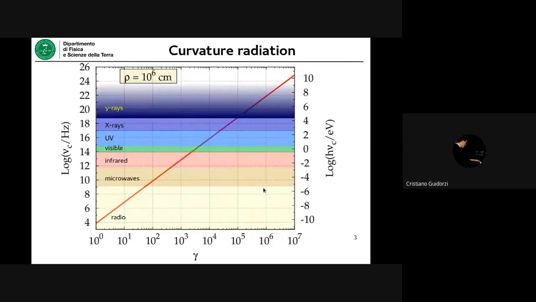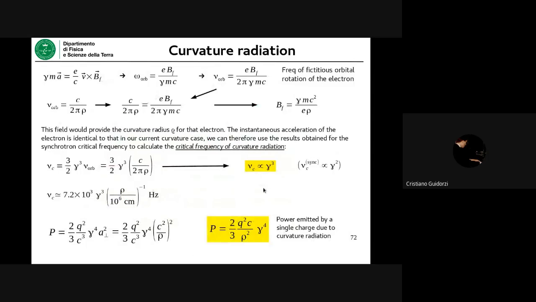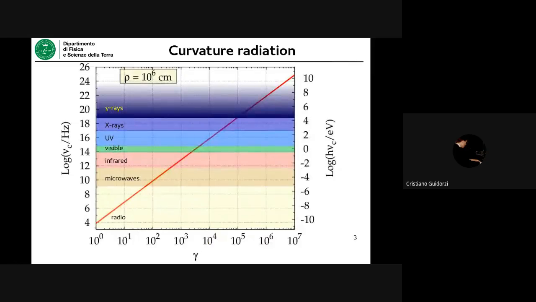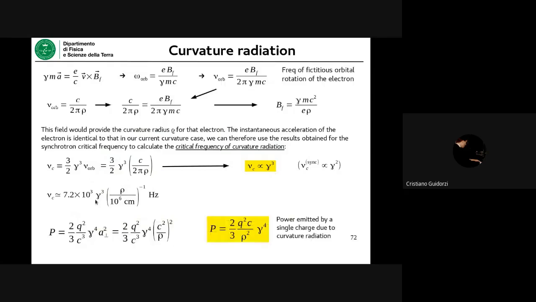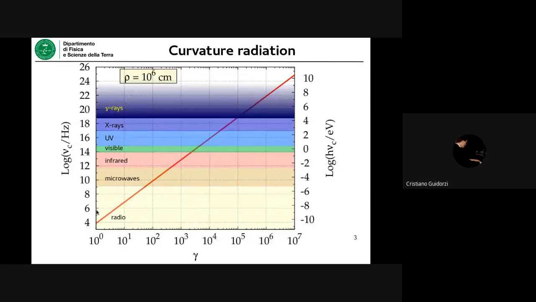Now, if we wonder what's the typical critical frequency as a function of gamma, here there's just a plot of this function. The only thing you have to do is fix a value of rho, the curvature radius. And indeed, I told you, if you think of a neutron star, the typical value is just 10 kilometers. So by fixing 10 kilometers, this is just a power law: the critical frequency, shown on the y-axis, as a function of gamma.